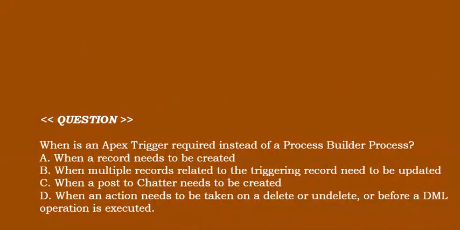Question is, when is an Apex trigger required instead of a Process Builder process? Option A, when a record needs to be created. Option B, when multiple records related to the triggering record need to be updated. Option C, when a post to Chatter needs to be created. Option D, when an action needs to be taken on a delete or undelete, or before a DML operation is executed. Correct answer is option D.